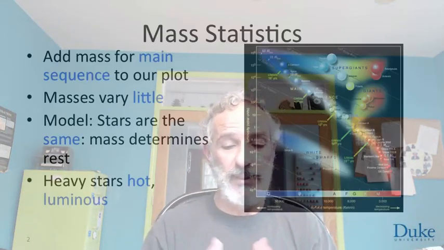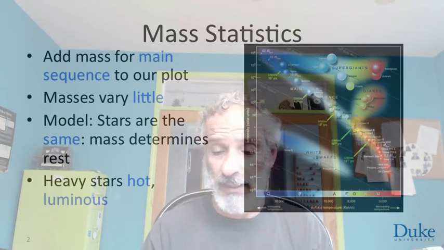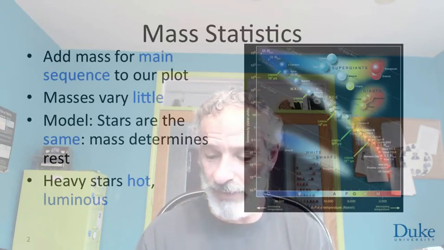So, by looking closely at the stars and making some measurements, we can now actually measure the mass of stars. We're almost ready to start modeling, and we need to know where the masses of stars along the main sequence line up. So we can add masses into our plot for the main sequence. And here's what we learn: masses don't vary very much.